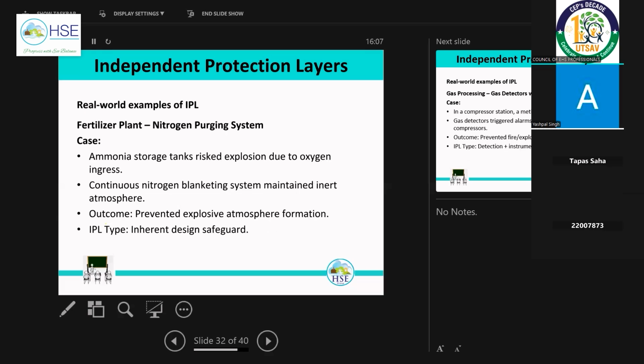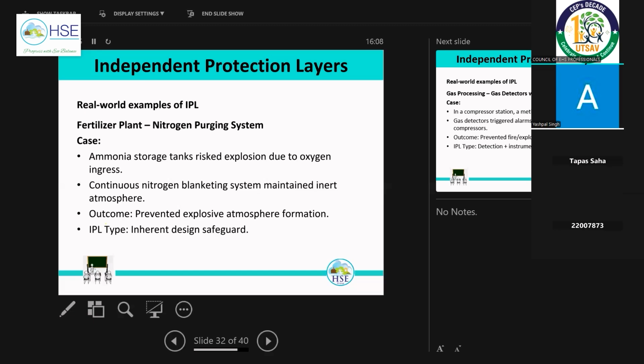The next example of an IPL: let us take the fertilizer plant nitrogen purging system. That is a case study. The ammonia storage tank risks explosion due to oxygen ingress. Just to prevent the explosion, nitrogen purging is required. So there is a continuous nitrogen blanketing system maintained in the atmosphere. A basic example is that during the reaction there is a possibility of explosion due to oxygen ingress.